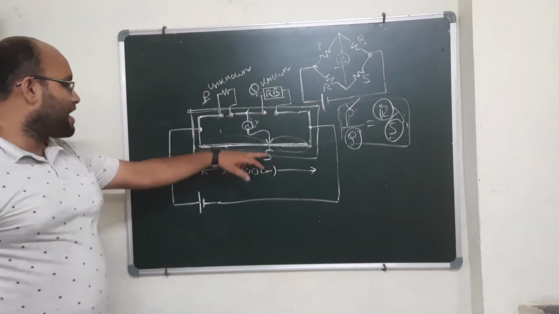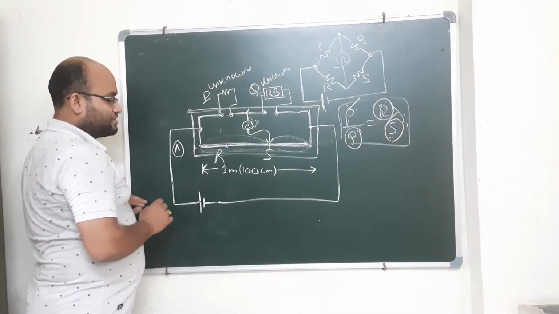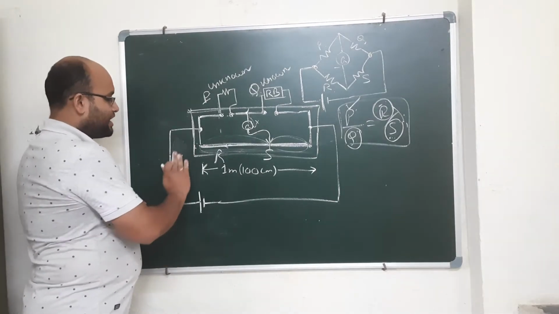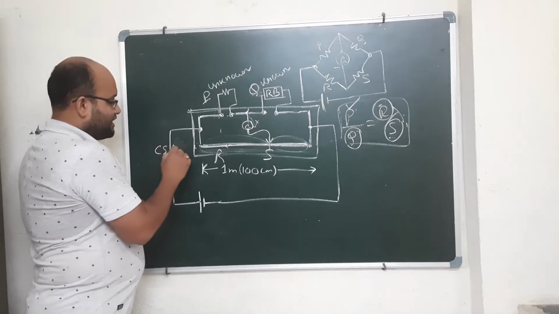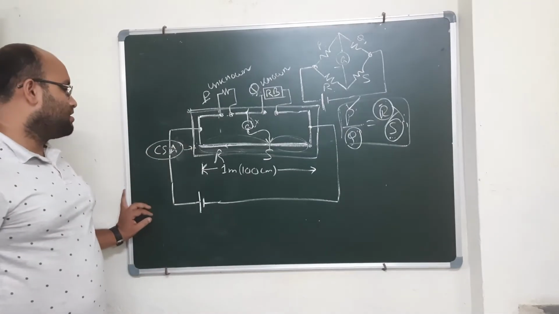Okay, and this wire has a particular cross-section area. I'm writing it over here, CSA. It has a particular cross-section area, this wire, fixed cross-section area.